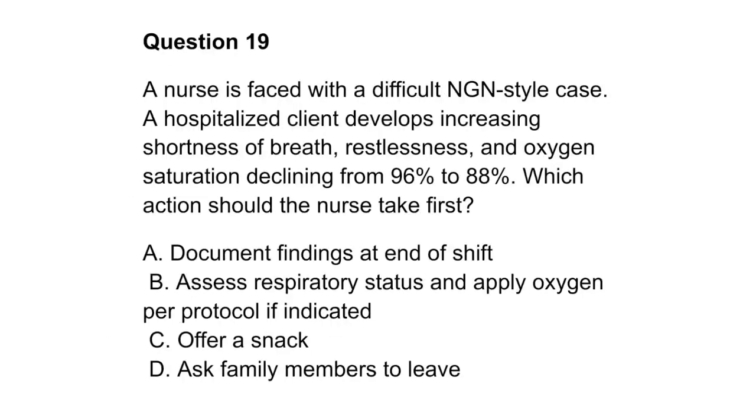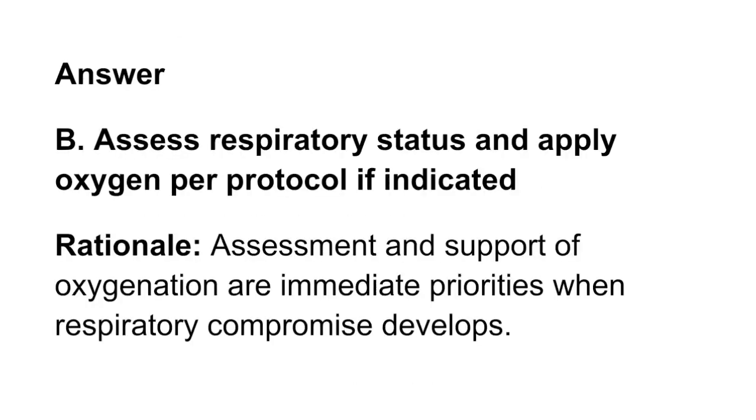Question 19. A nurse is faced with a difficult NGN-style case. A hospitalized client develops increasing shortness of breath, restlessness, and oxygen saturation declining from 96% to 88%. Which action should the nurse take first? A. Document findings at end of shift. B. Assess respiratory status and apply oxygen per protocol, if indicated. C. Offer a snack. D. Ask family members to leave. Answer: B. Assess respiratory status and apply oxygen per protocol, if indicated. Rationale: assessment and support of oxygenation are immediate priorities when respiratory compromise develops.